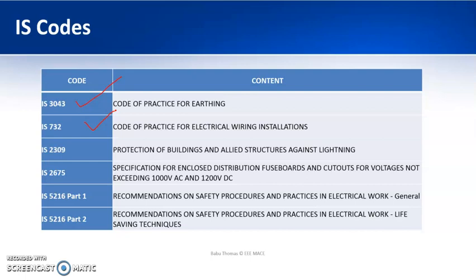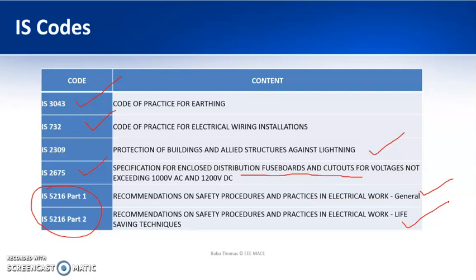Similarly, IS 2309 is basically protection of the buildings and allied structures against lightning. And IS 2675 is the specification for the enclosed distribution fuse boards and cutouts for voltages not exceeding 1000 volt in AC or 1200 volt in DC. IS 5216 has two parts. Part 1 is related to general, and part 2 is related to life-saving techniques, that is, the safety procedures which have to be followed in electrical work.